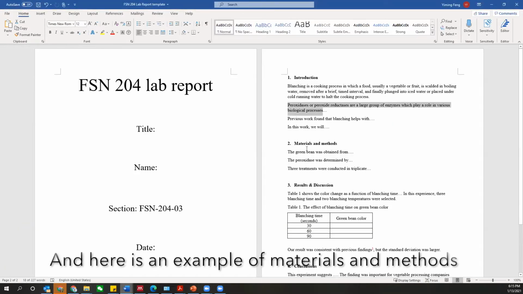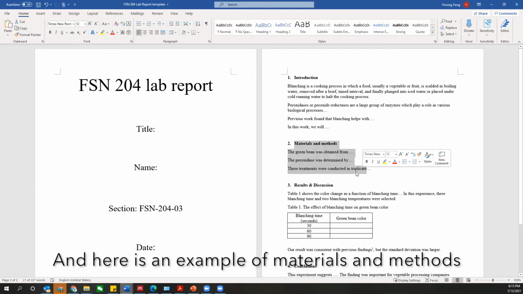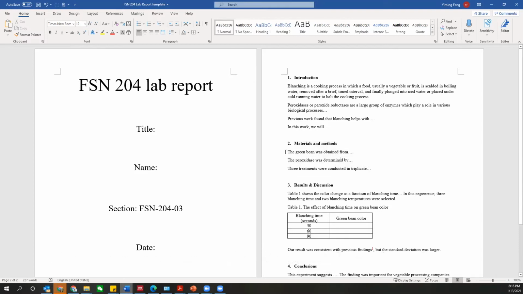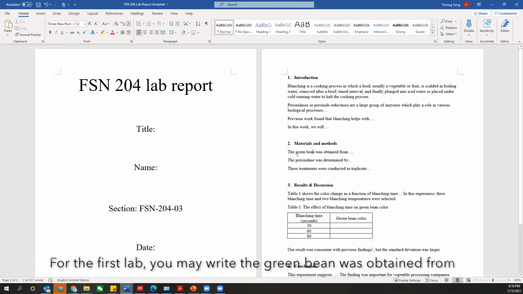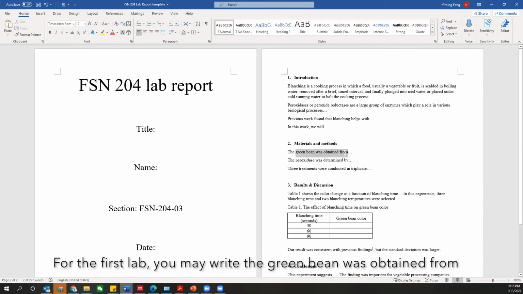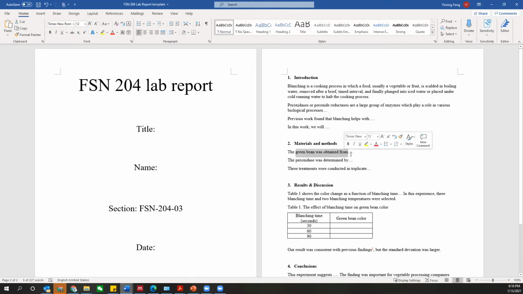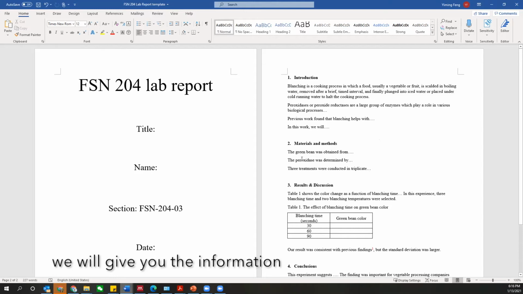And here's an example of materials and methods. For the first lab, you might write the green bean was obtained from, we'll give you the information, okay? Just make sure everything is in past tense.